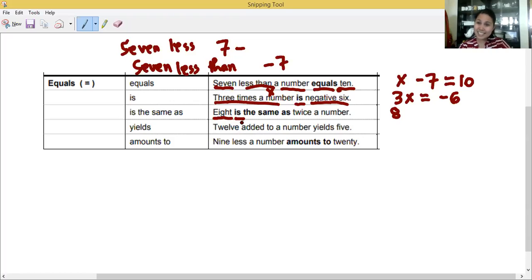The next one, 8 is. What is again? It's an equal sign. The same, it's an equal sign as twice a number. Do you know the number? No, we just write x. So if we say twice a number, it means 2x.